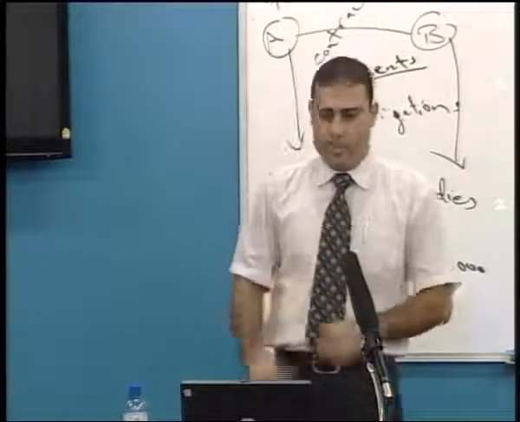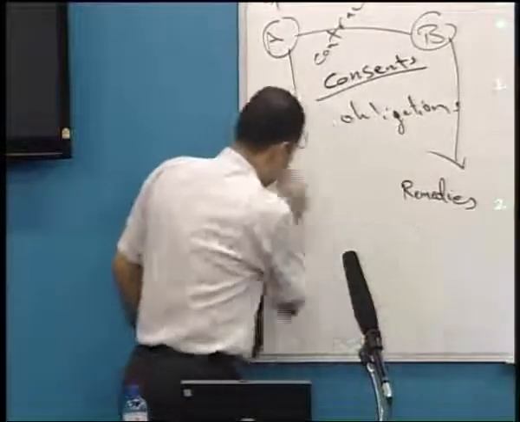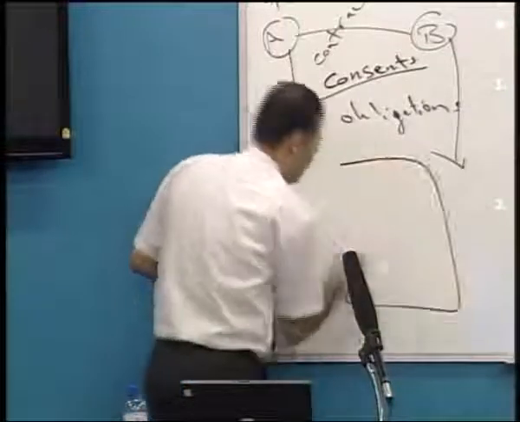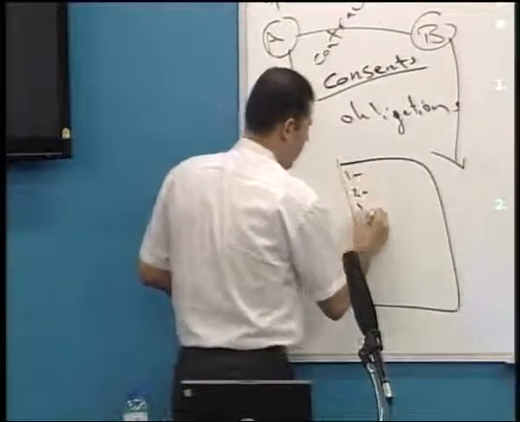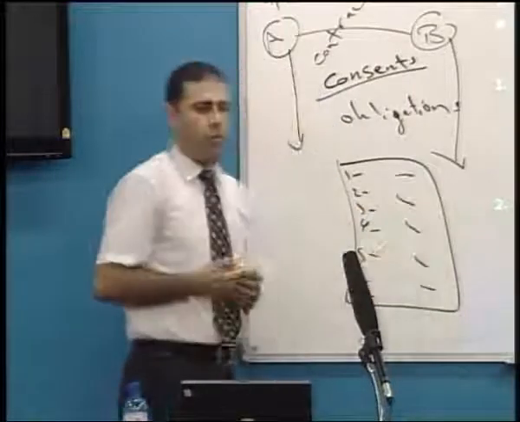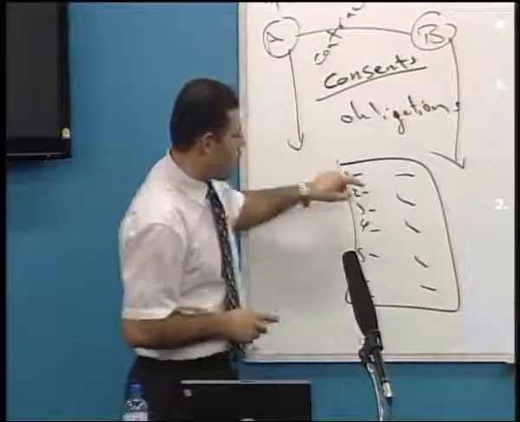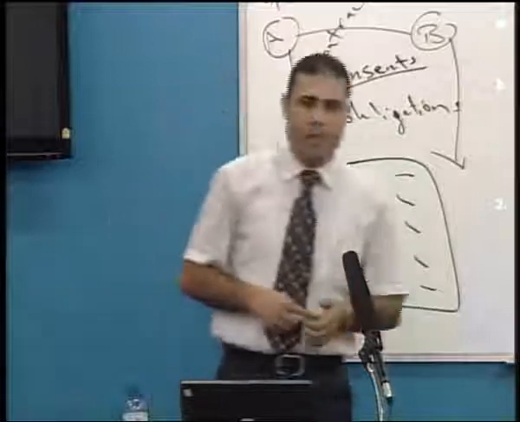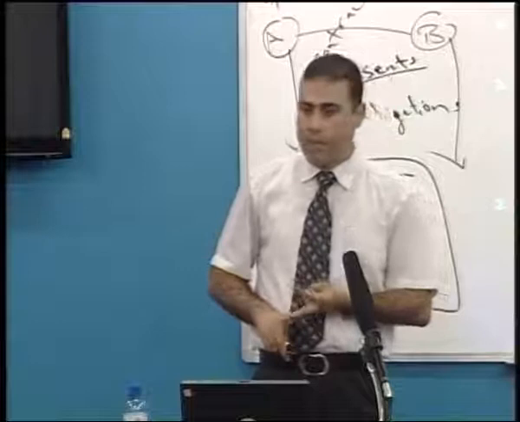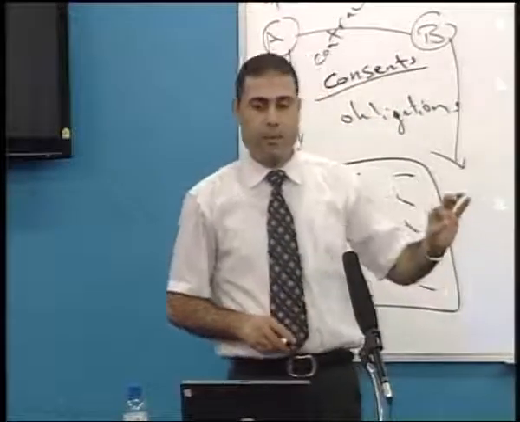Some of the terms, if this is the contract here, we have a contract and some of the terms, these are terms, 1, 2, 3, 4. The terms can be like the price, the name, the location, the quality, description. All these we call them terms. بنود في العقد.